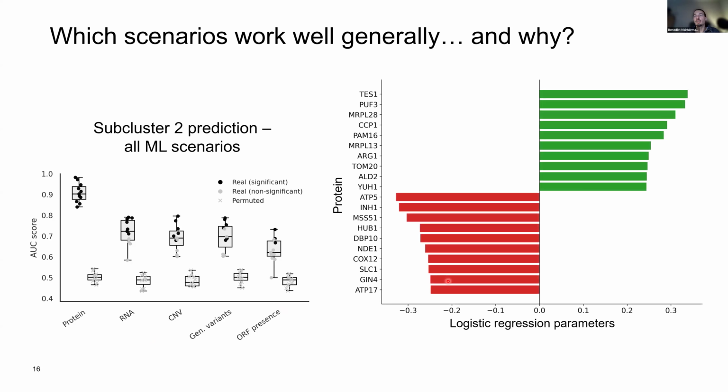In this case, it was also logistic regression models, so very simple, very explainable models, and then listing or sorting the genes by their contribution to the prediction. Then we get this list of features which are important, or genes which are important, like TES1, or which are negative, which are also important, but in a negative way, like ATP5.